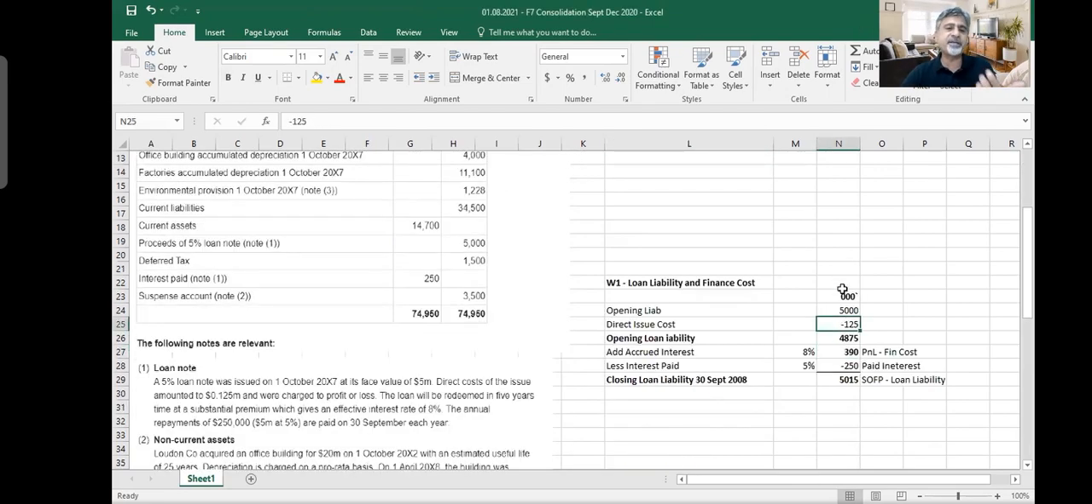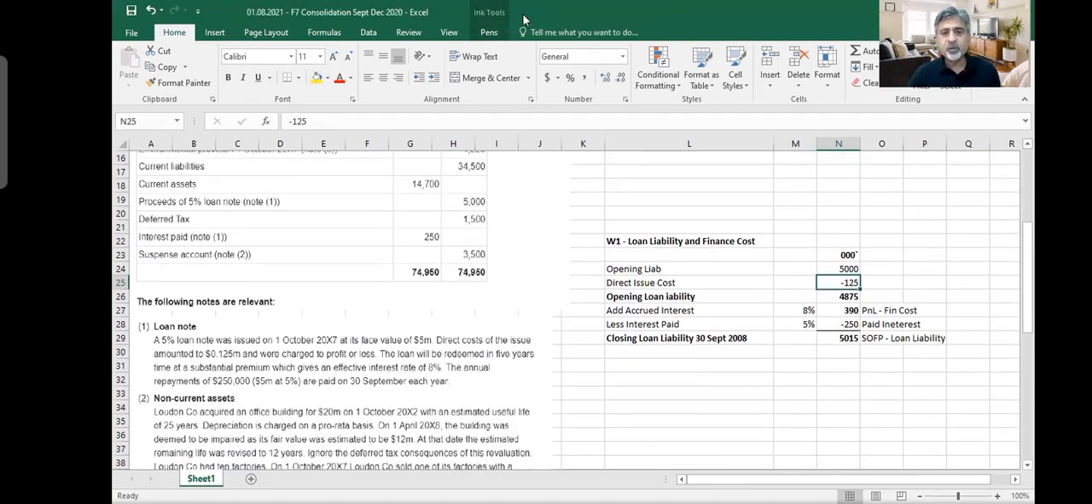This number they subtracted before, because they told us that this 125, which is 0.125 million, has been charged to P&L. So from that 4142 you subtracted this 125,000. You should add it back. We will add back 125, and then we will subtract this 390, our interest cost. So these are the adjustments related to the loan note to your retained earnings.